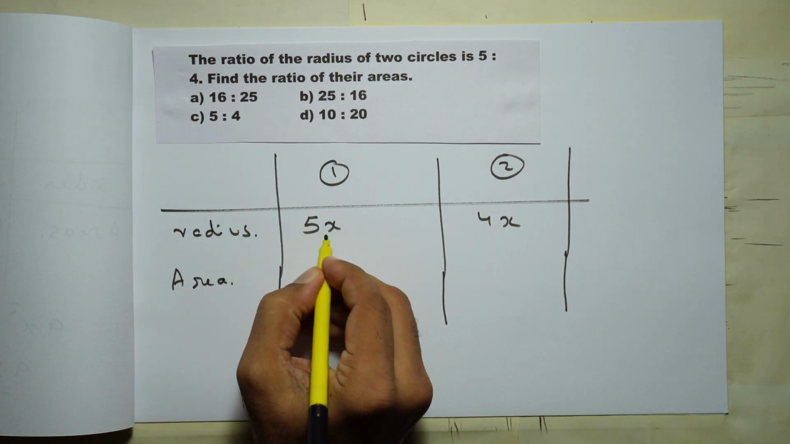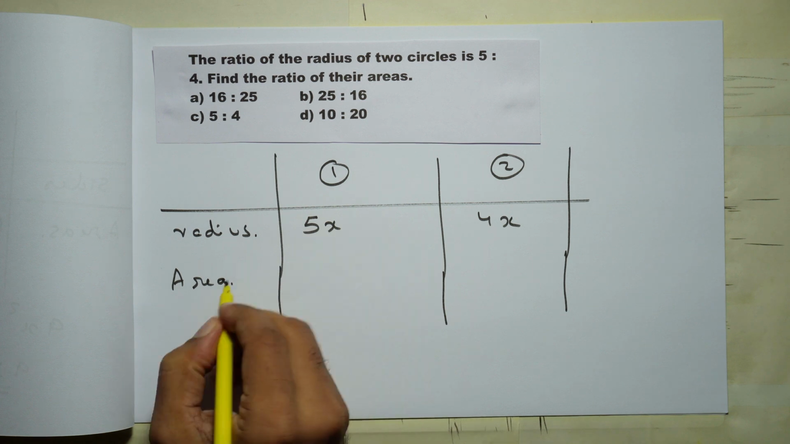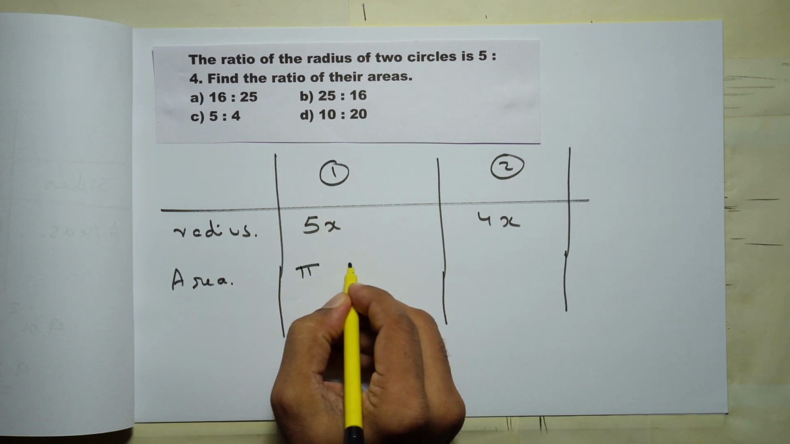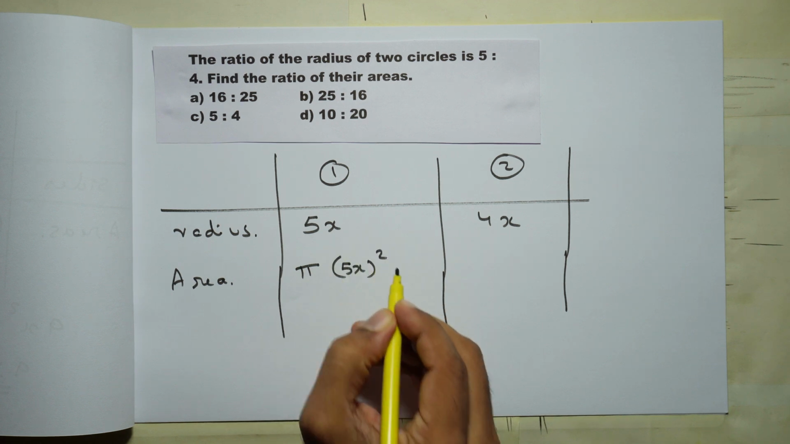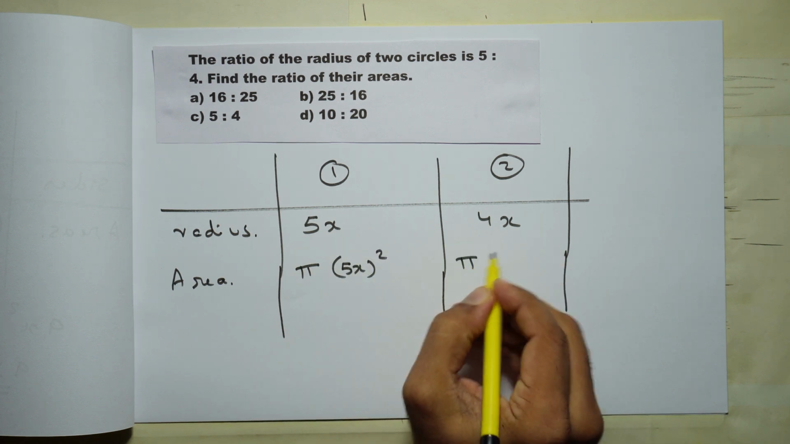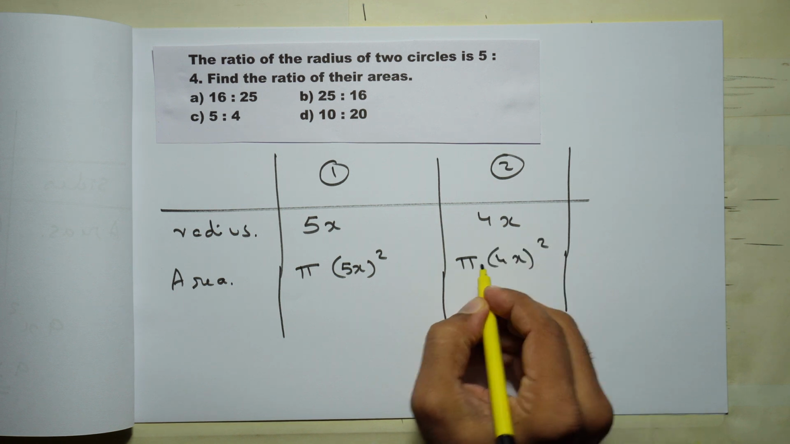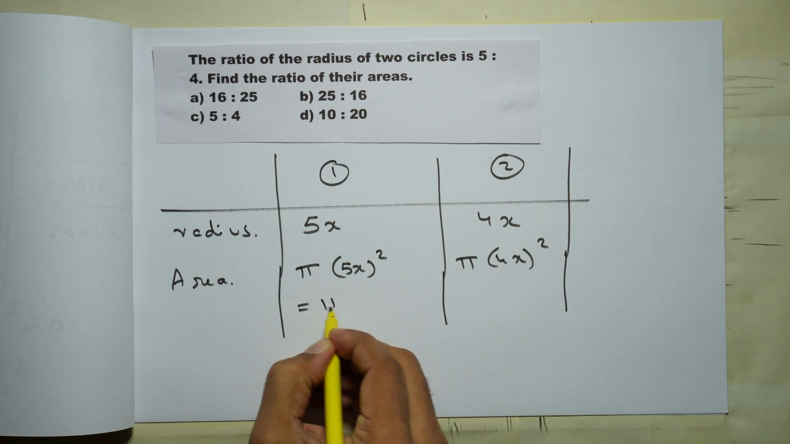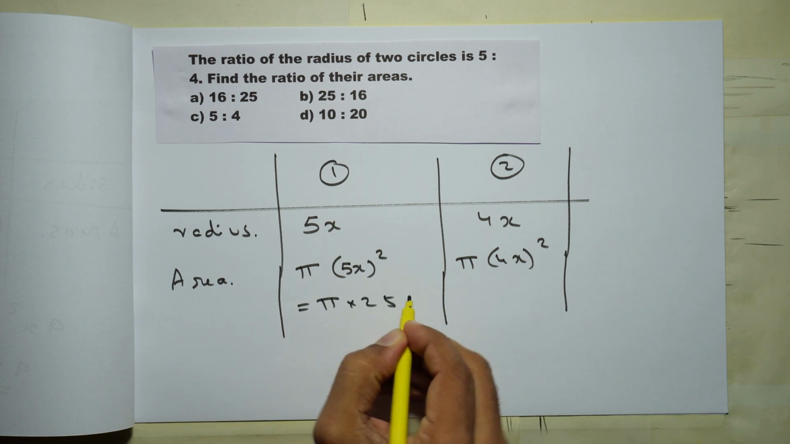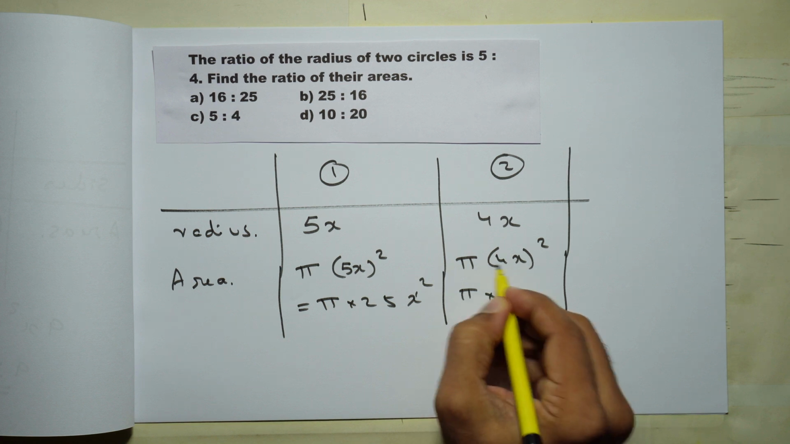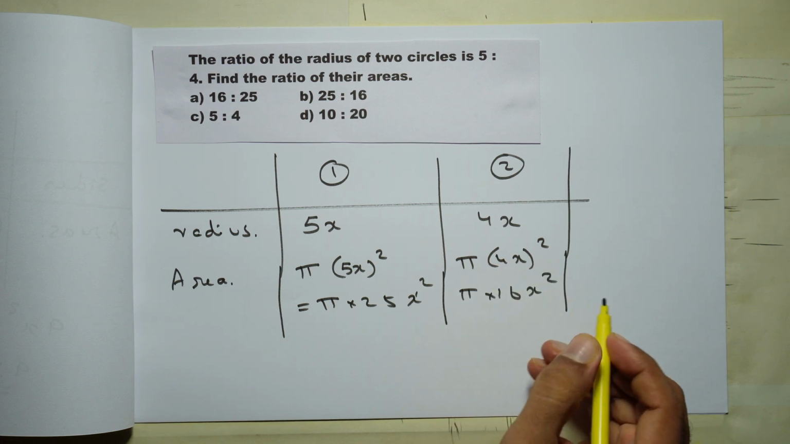Now radius of the first circle is 5x. Then its area will be pi r square. So pi into r square, that is 5x the whole square. Now here also it will be pi r square. Here r is equal to 4x. So 4x the whole square. This is obtained as pi into 25x square. So this is pi into 16, 4 square into x square.